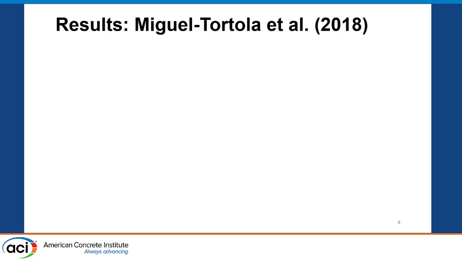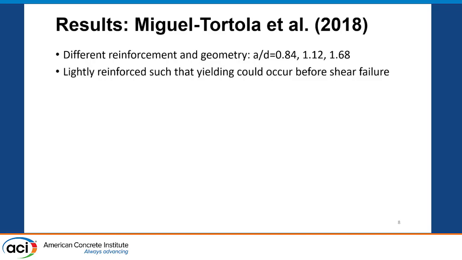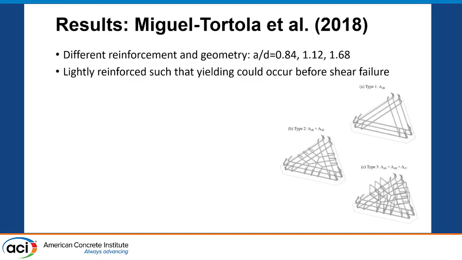So we dug into the literature and found these tests that were conducted by Miguel Portola et al. in 2018. They used different reinforcement ratios. They also used different geometries. Whereas our a over d ratio in the 12 tests that we conducted was 1.0, so the shear span was equal to the effective depth, they actually ranged from 0.84 to 1.68. They were also lightly reinforced, so whereas ours were over-reinforced and had high strength steel, some of theirs were lightly reinforced such that it was possible to have flexural yielding prior to a shear failure. This is just an example of what some of their specimens look like. You can see consistently a single layer of reinforcement.